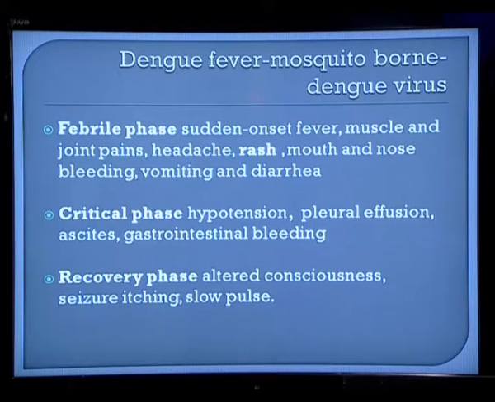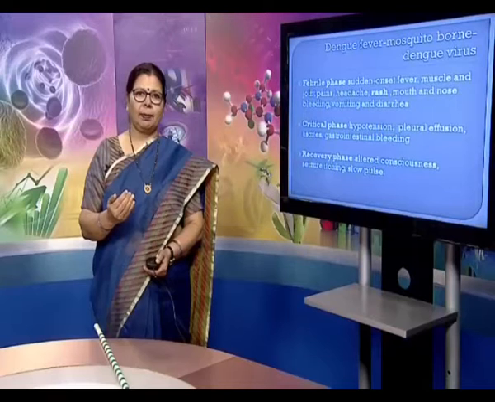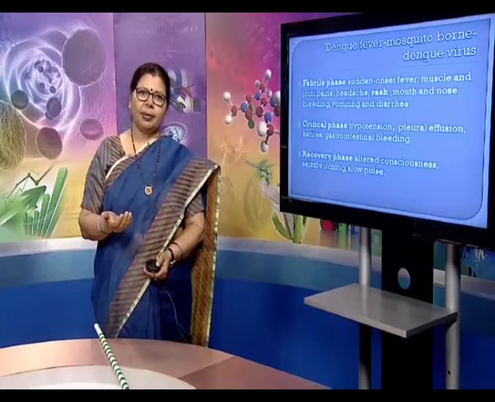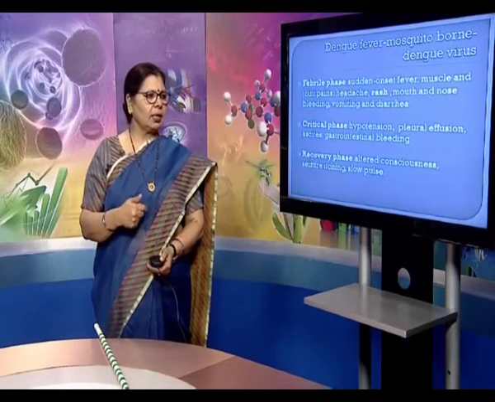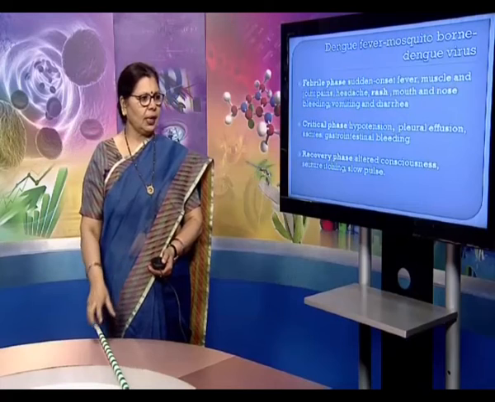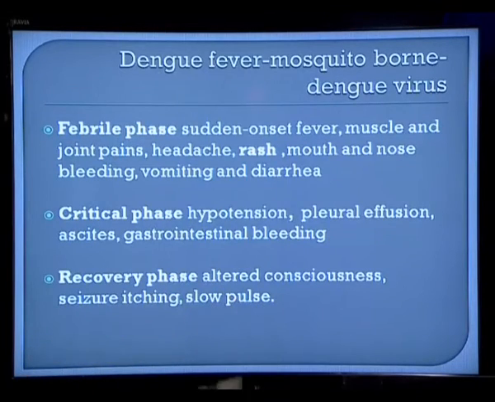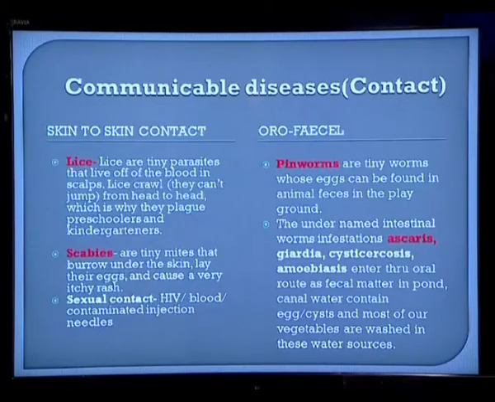In the critical phase, you may have hypotension, that means a fall in the platelet count and a fall in the blood pressure. Pleural effusion is there, and ascites, that means water retention in the abdominal area. There may be gastrointestinal bleeding. And in the recovery phase, after the treatment, there can be altered consciousness, seizures, itching and slow pulse, but the patient can still recover.